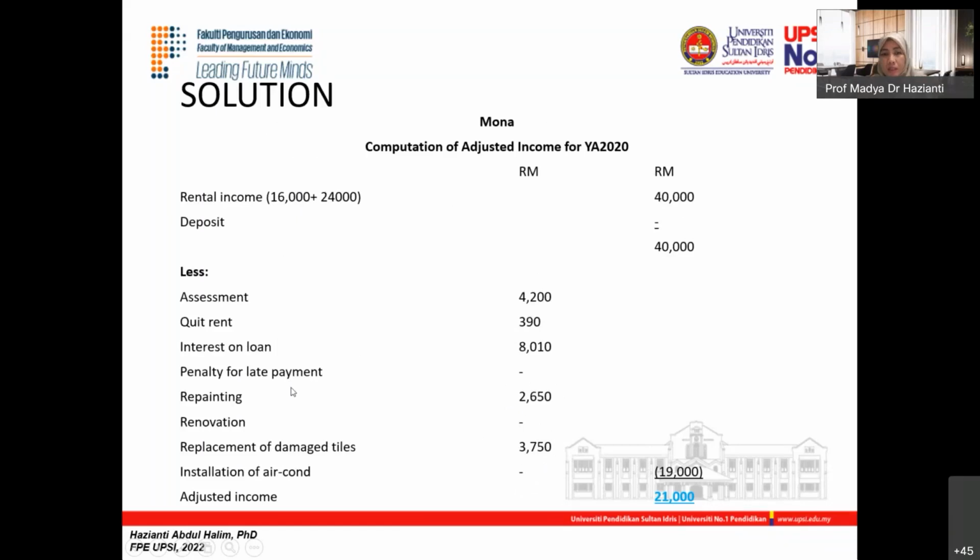But can you see how I present the answer? Yang tak ada figure pun, I still put here penalty for late payment dash. So whatever item yang ada in the question, you just masuk je. It's either ada number ataupun dash. Jangan tinggal langsung item dia. Nampak saya tak ada tinggal apa-apa. I put everything in. But the one yang kita boleh tolak, kita tolak. Mana tak boleh tolak, kita dashkan je. Right, so total expenses is 19,000. So adjusted income dia 21,000. Any question tak for rental ni?